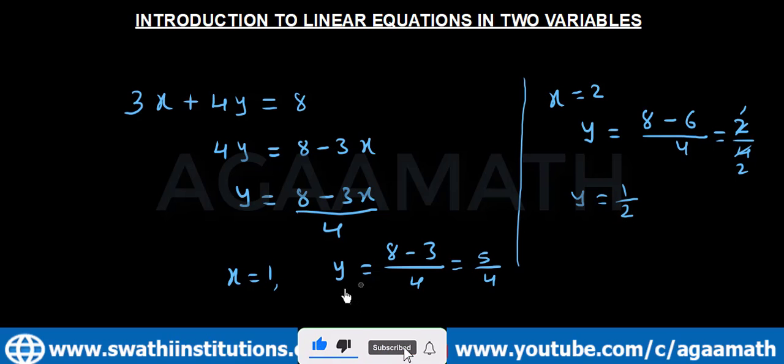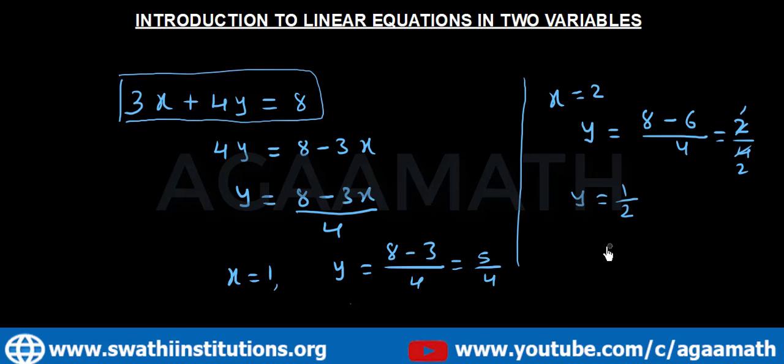So what we observe here is that as the x value changes, as we take x as 1, 2, and so on, we get y values like 5 over 4, 1 over 2, and so on. How many solutions do we get here? We get many solutions for the equation 3x plus 4y equals 8, such as 1 comma 5 over 4 and another solution, 2 comma 1 over 2. The ordered pair representing the solutions for a linear equation in two variables is x comma y. As the value of x changes, the value of y also changes, so we get infinite solutions for the equation 3x plus 4y equals 8.